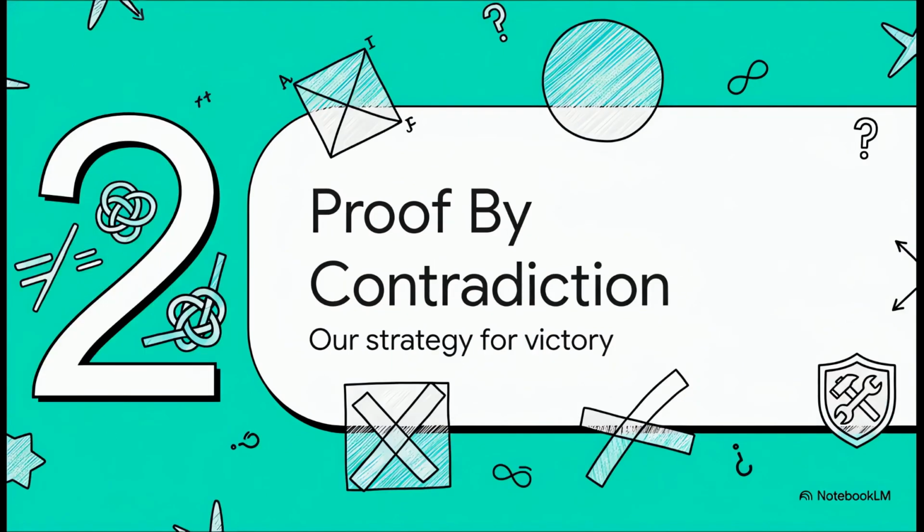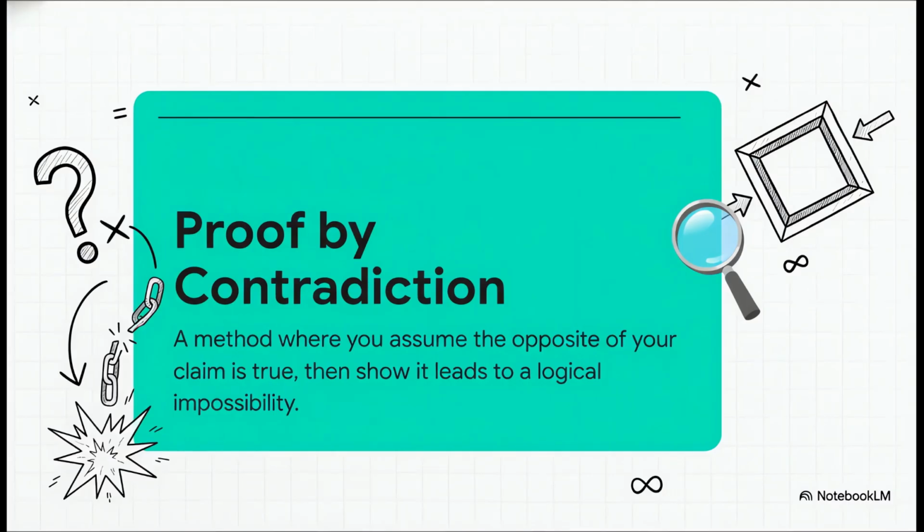And our strategy, our key to victory, is this really clever technique called a proof by contradiction. Honestly, this is one of the most powerful tools a mathematician has, period. And today, we're going to put it to work. So, what exactly is it? It sounds complicated, but the idea is actually pretty simple.